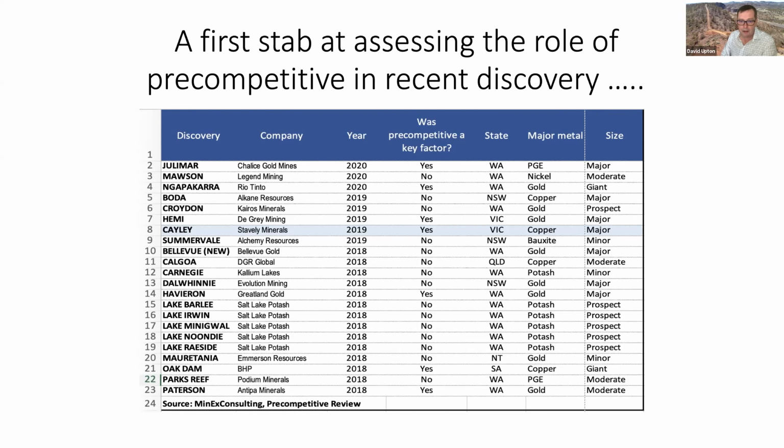Cayley, of course, yes, that's all part of the Western. It wouldn't be called Cayley, would it, if pre-competitive wasn't pivotal there. Going down the list, Havieron, another Patterson discovery that I don't think would have happened without that opening up of the Patterson with the 2007 AEM. Going down the list again, Oak Dam.